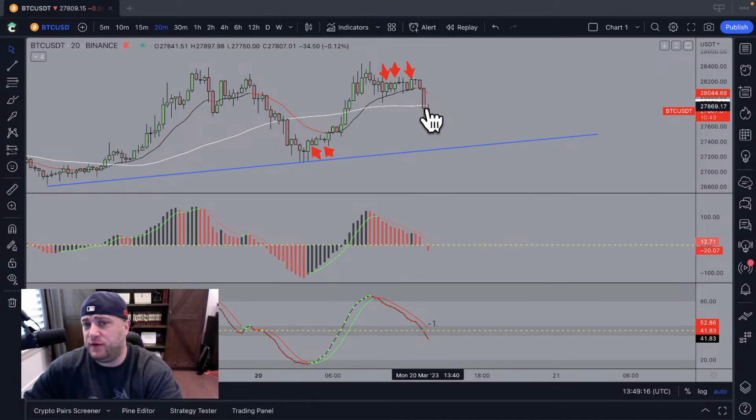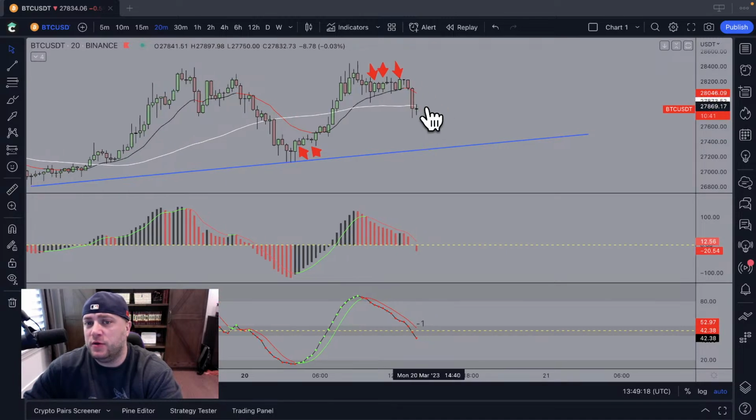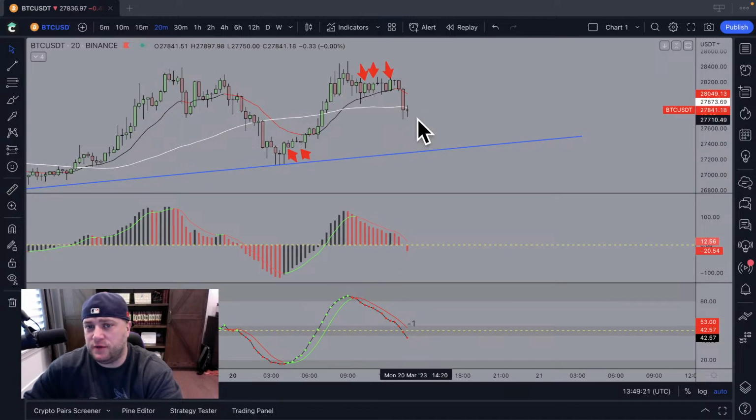See, look, if you FOMO in right now, you're probably going to get in trouble, especially if you go short right now, because right now there's a battle going on. Both of your moving averages are above, so they're bullish, and your price action is showing bearish. So you just got to be careful with that.